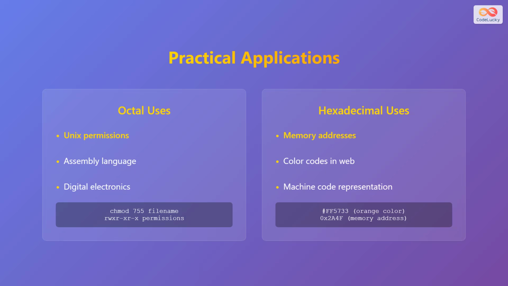Octal is often used for representing Unix permissions and in assembly language, as well as in digital electronics. For example, the command chmod 755 filename sets permissions such as read, write, and execute for the owner, group, and others. Hexadecimal is used for memory addresses, color codes on the web, and representing machine code. An example of a color code is #FF5733 for orange, and a memory address could be 0x2A4F.